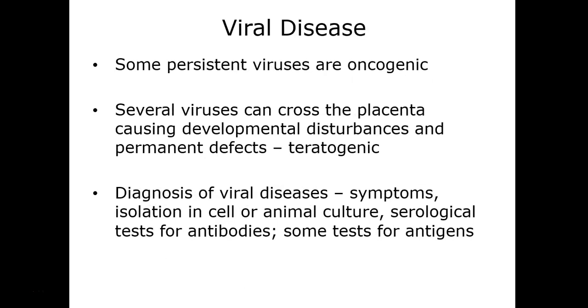So we also talk about many persistent viruses are also cancer causing. And we have a term for this. Anytime a virus can transform and cause a cell to become cancerous, we call this oncogenic. Several viruses can also cross the placenta and cause permanent defects. And we have a term to describe this. This is what we refer to as teratogenic.